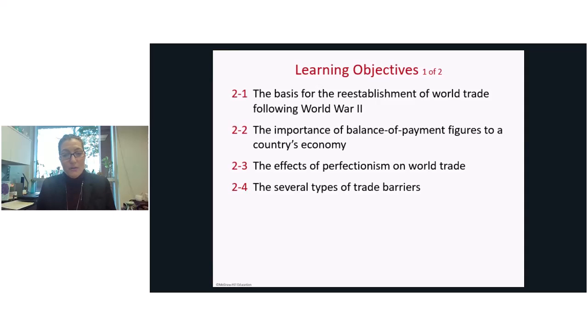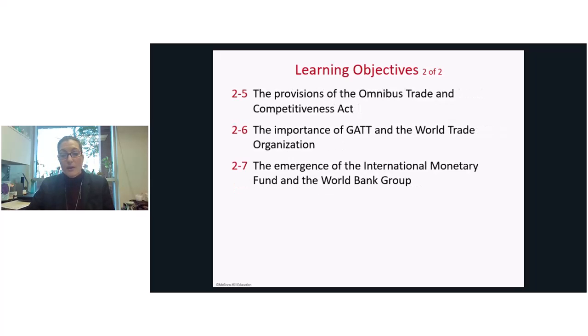In this chapter, we're learning about the re-establishment of world trade post-World War II. We're learning about balance of payment figures for a country's GDP. We're learning about the effects of protectionism on world trade and several types of trade barriers. We're learning about the provisions of the Omnibus Trade and Competitiveness Act.